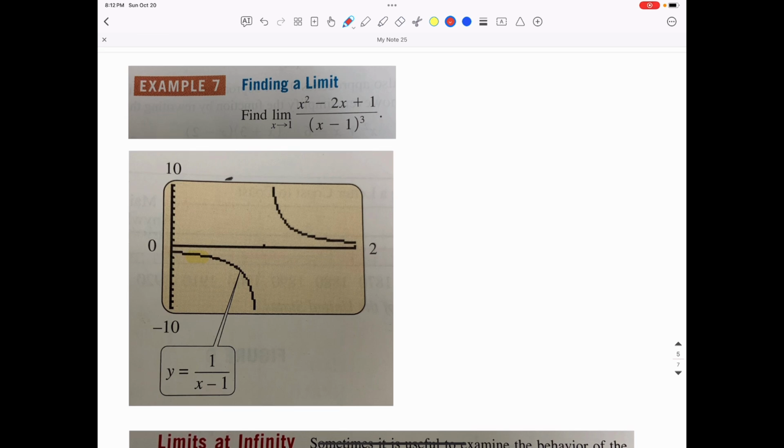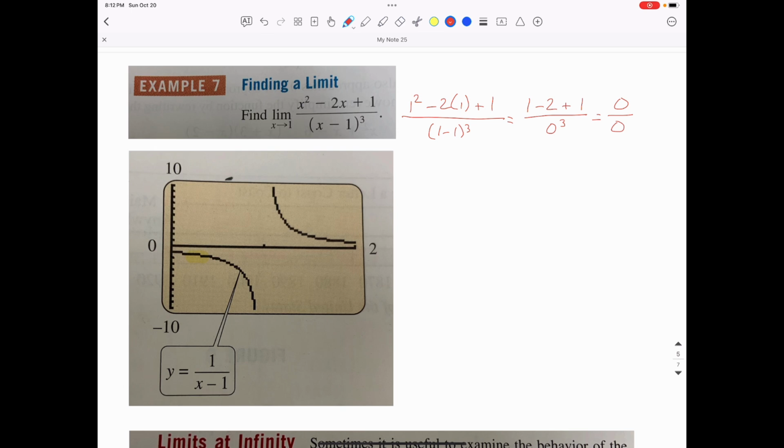On example number 7, kind of ignore that graph down there. I don't want to spoil the ending for you, but the limit as x approaches 1 of that function. So again, always try direct substitution first, but when we do direct substitution, we get 1 squared minus 2 times 1 plus 1 over 1 minus 1 to the third power. 1 squared is 1. Negative 2 times 1 is negative 2, plus 1, over 1 minus 1 to the third power would be 0 to the third power. 1 minus 2 plus 1 is 0 over 0. Indeterminate form, we should not try direct substitution immediately.